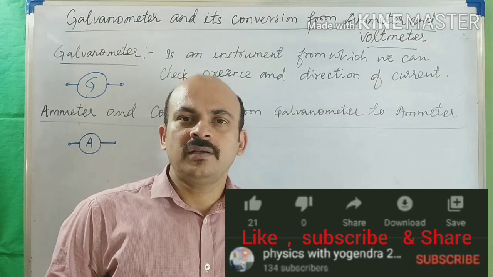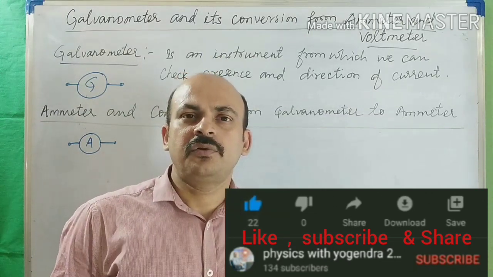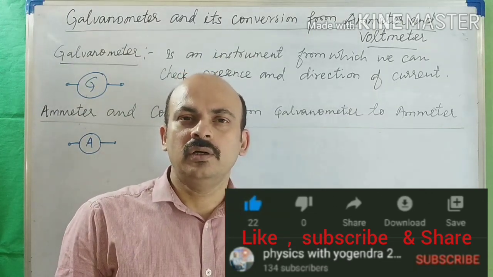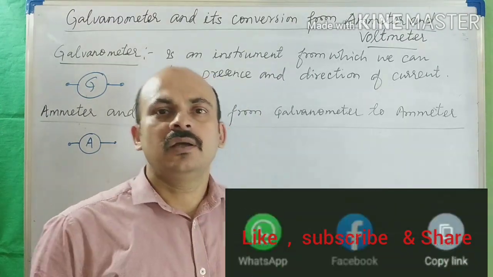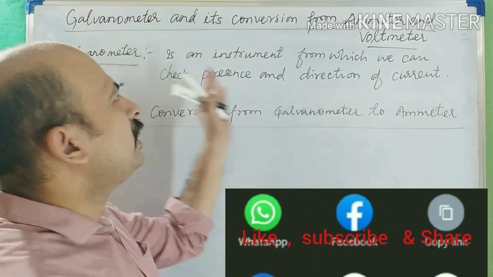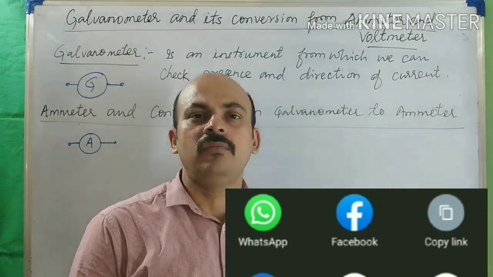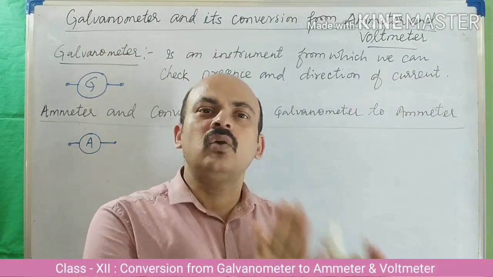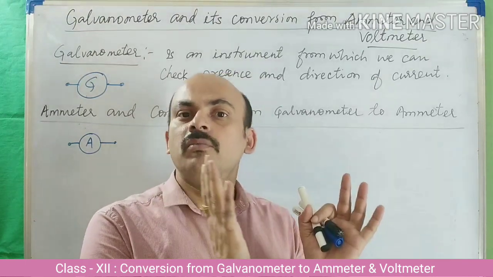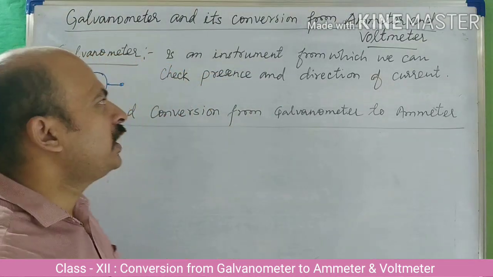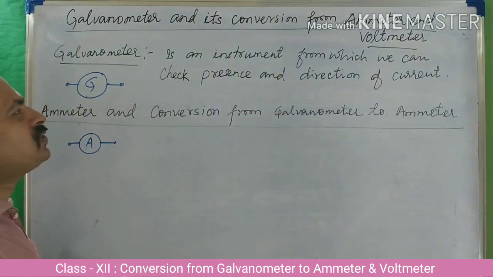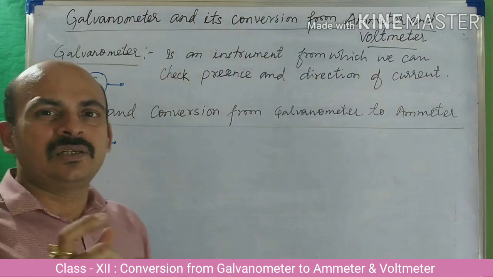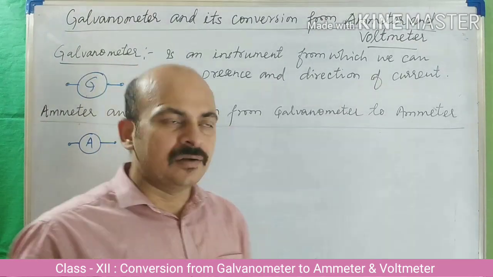In today's class, we'll discuss a 3 marks question from board and 1 question from any competitive exam, that is the galvanometer and its conversion from galvanometer to ammeter and galvanometer to voltmeter. So let us start with the galvanometer. A galvanometer is an instrument with which we can check the presence and direction of current.